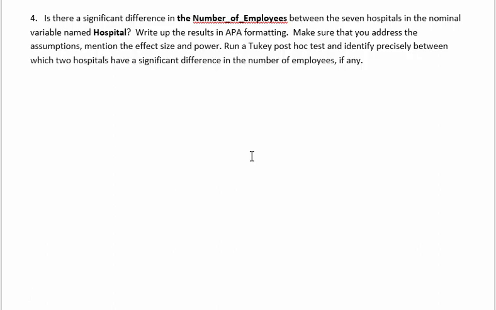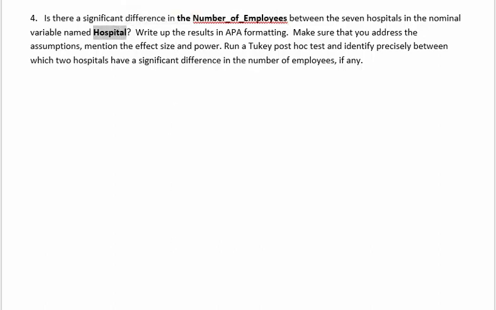From the same SPSS data file, we're going to go ahead and run this test. So, significant difference in the number of employees, right? Number of employees, that's a continuous variable. 1, 2, 3, 4, 5, 6, 7, they all make sense. And the grouping variable is hospital. So that makes it a one-way between group ANOVA.